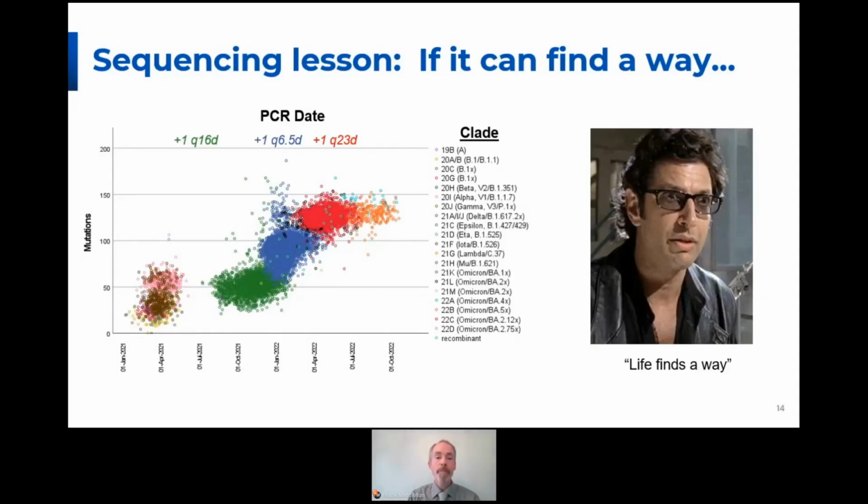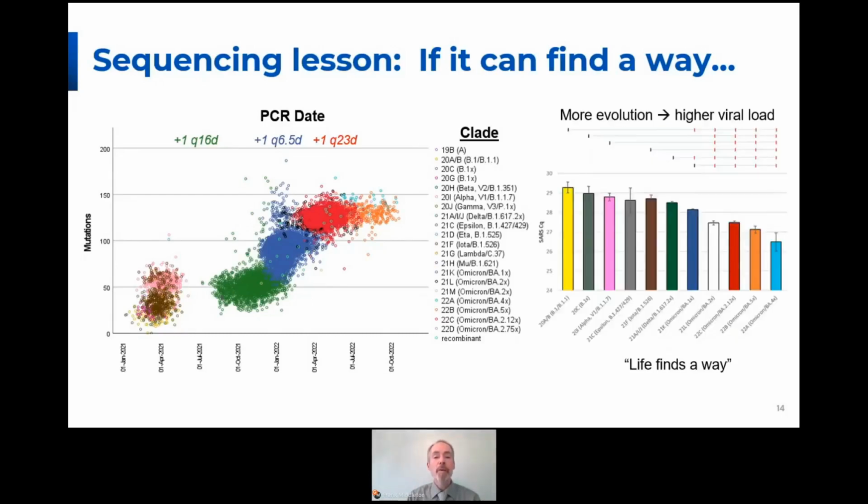One of the unexpected things from our studies of the viral mutations and tracking these lineages is that the more evolved the virus is, it appears there is an increase in the viral load. What you're seeing plotted here is the number of cycles to threshold for detection of the virus. So indeed, life is finding a way. This virus is mutating more. The viral load is getting higher. It's showing up more rapidly now than it ever has before.